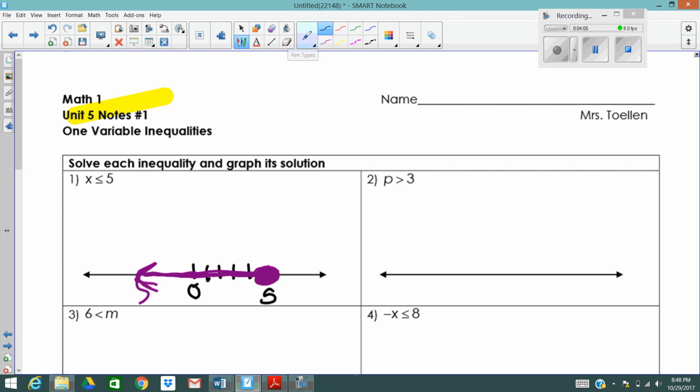For number 2, p is greater than 3. 0, 1, 2, 3. So I'm going to have an open circle since it's not including 3, and my arrow is going to go to the right because my solution is everything greater than 3.